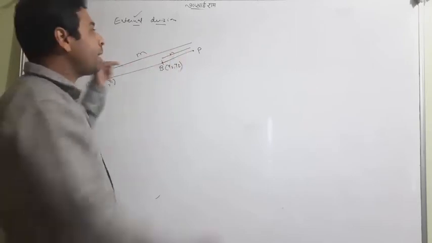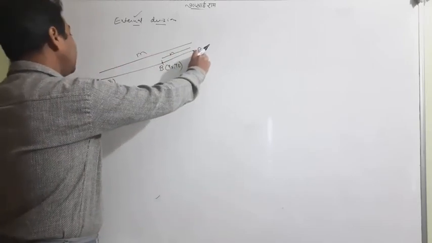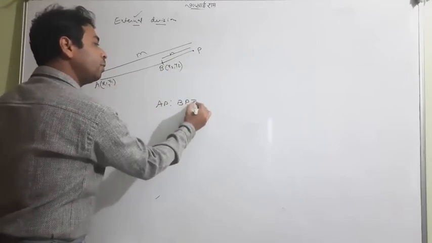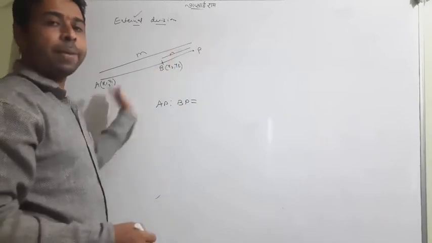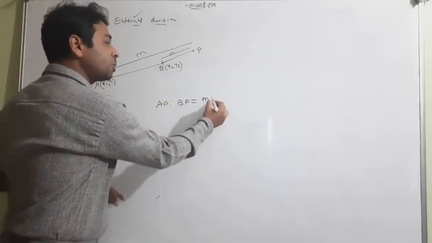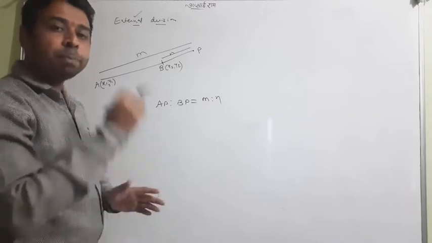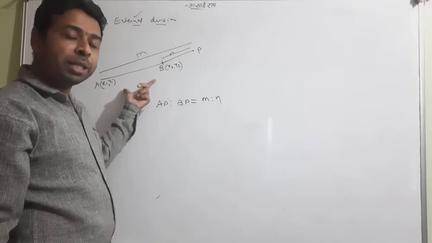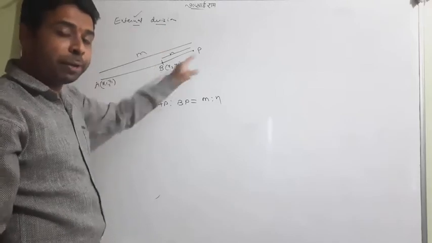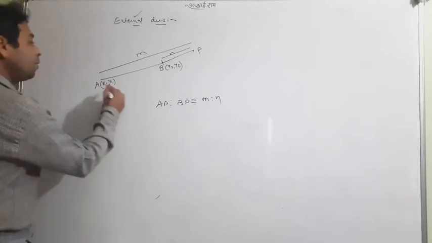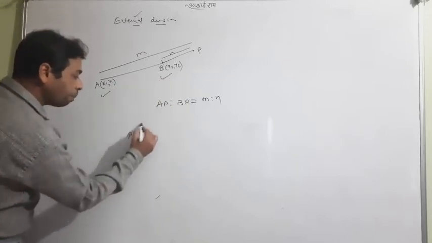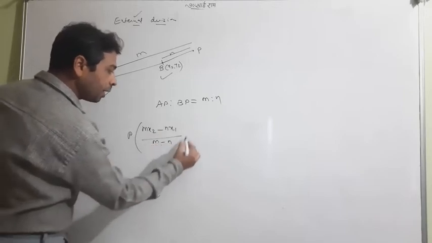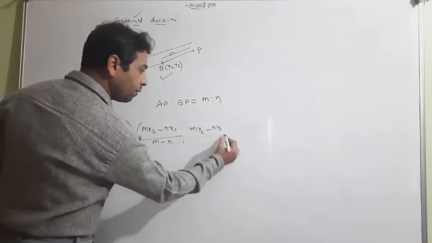So one can say that if P is outside, the ratio of AP and BP, look at the thing, even P is outside, AP is to BP maintains M is to N. Even P is outside, it divides AB externally, and what is the meaning of division? AP is to BP is equal to M is to N. Then if A is known, B is known, what is P? So P is very same: (m x2 minus n x1) upon (m minus n), (m y2 minus n y1) upon (m minus n).